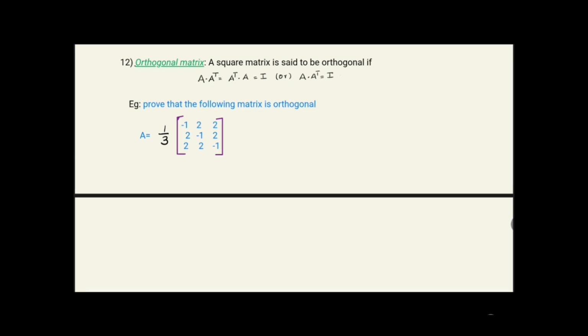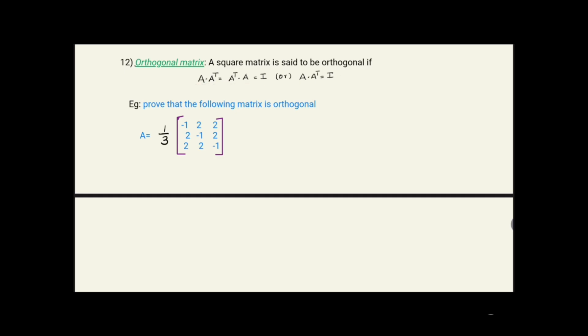This question has been repeated many times in previous year question papers. A square matrix is said to be orthogonal if A into A transpose is equal to A transpose into A is equal to I. Or else simply we can say that A into A transpose is equal to I. That means it is enough if I prove that A into A transpose is equal to I. No need of this entire thing.